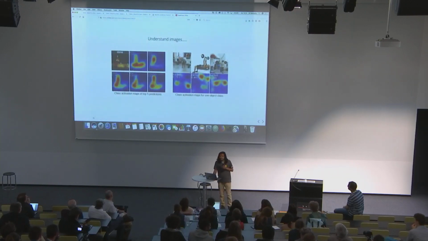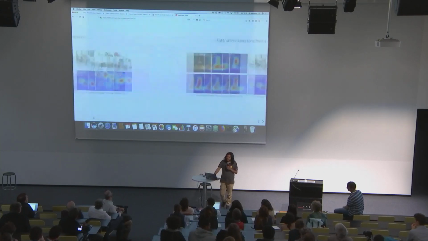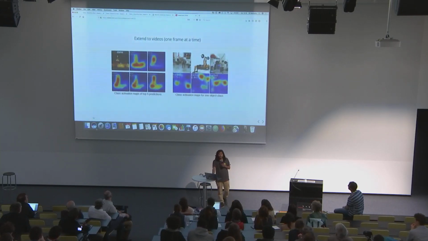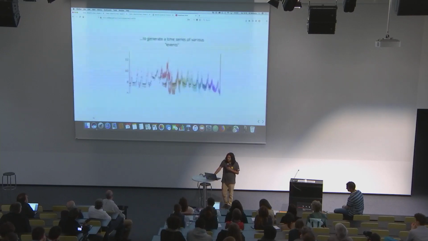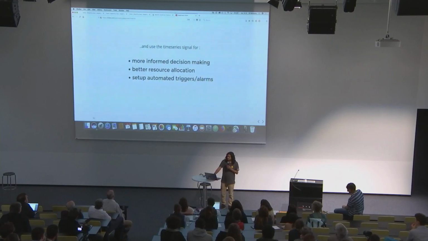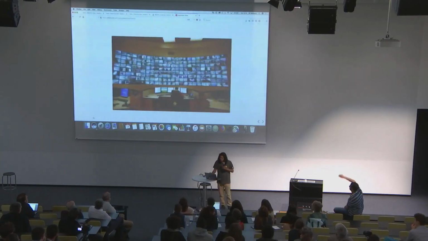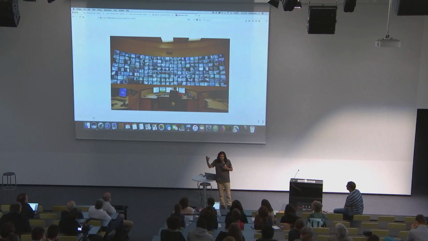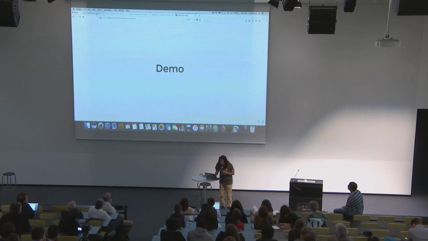I basically use deep learning from my research to understand images. I extend them from images to videos, one frame at a time, and generate a time series of various events. Then I use these time series for all these signals. So finally, at the end of it, you, as a decision-making body, will have a control center of your own to make more informed decisions. Now we can move to the demo.